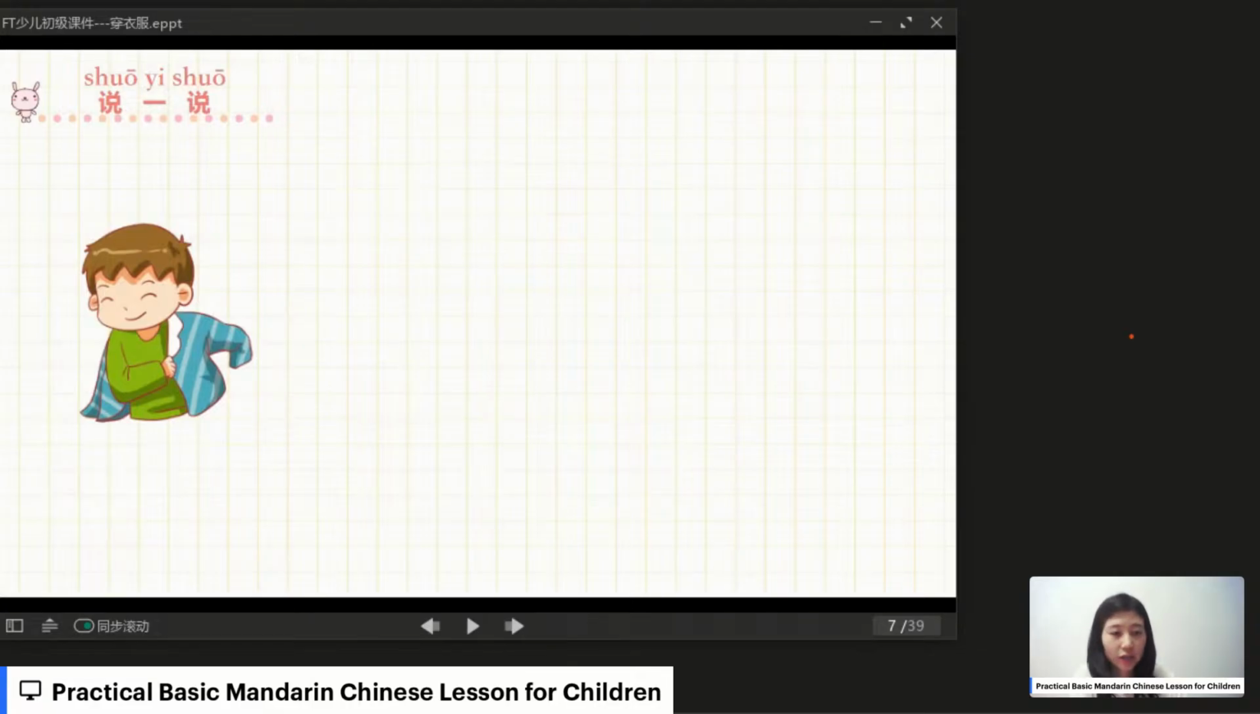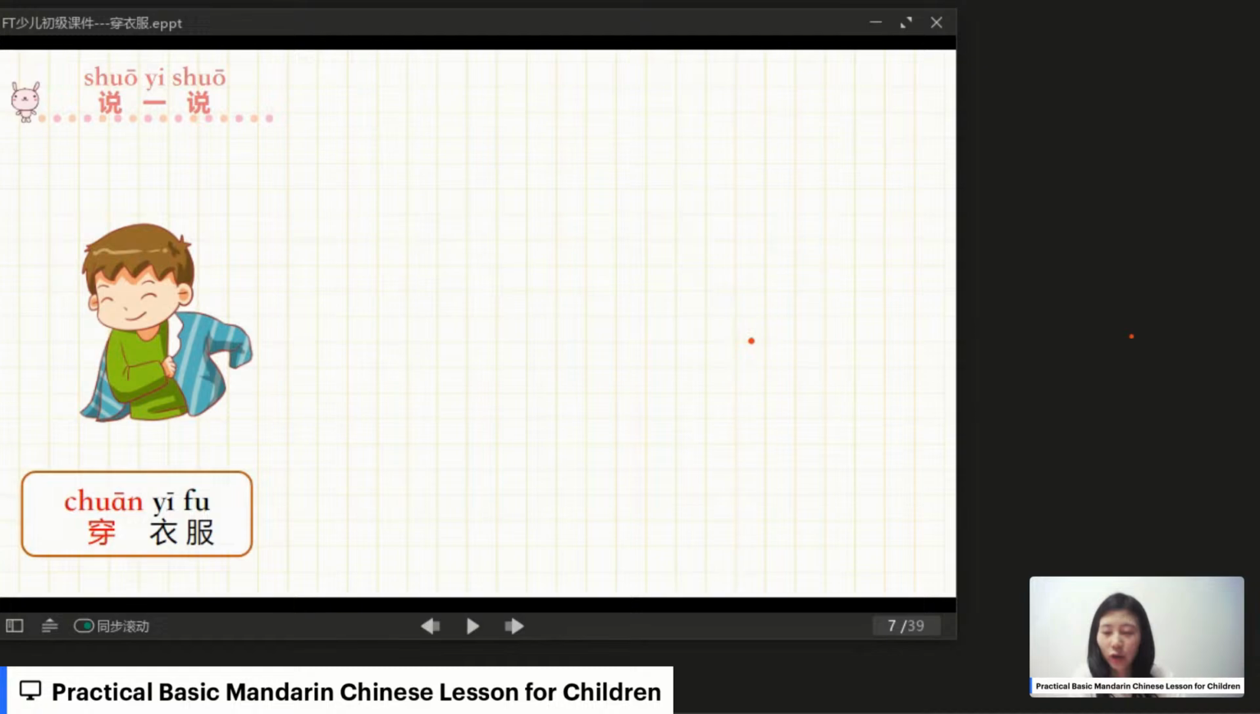So when we talk about clothing, there is a very important verb, a word we need to remember. This is wear, 穿. It's first tone, so I just use the number one to represent it. So 穿 means wear. From the picture, you can see that little boy is wearing clothes, right? So we say 穿衣服.